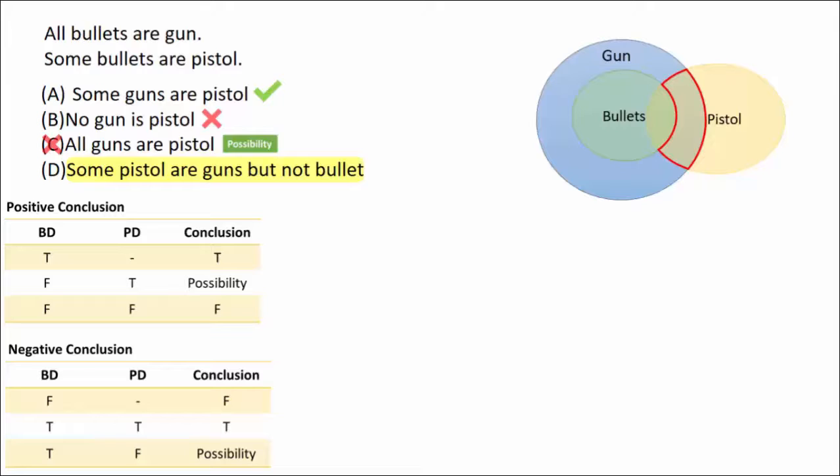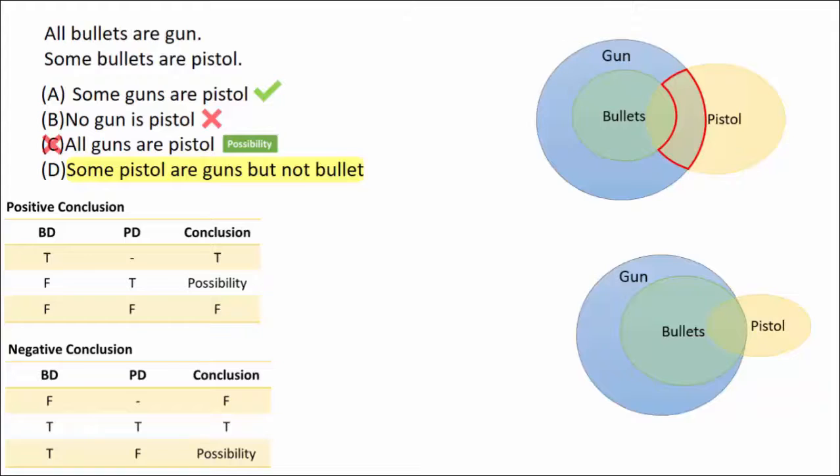So all we have to do is think of one such diagram which will negate this. If we can do this, then we can say that this conclusion doesn't follow. Otherwise, it is definitely true. One possible diagram could be like this. Bullet is inside gun and pistol is intersecting both. There is no gun which is pistol but not bullet.